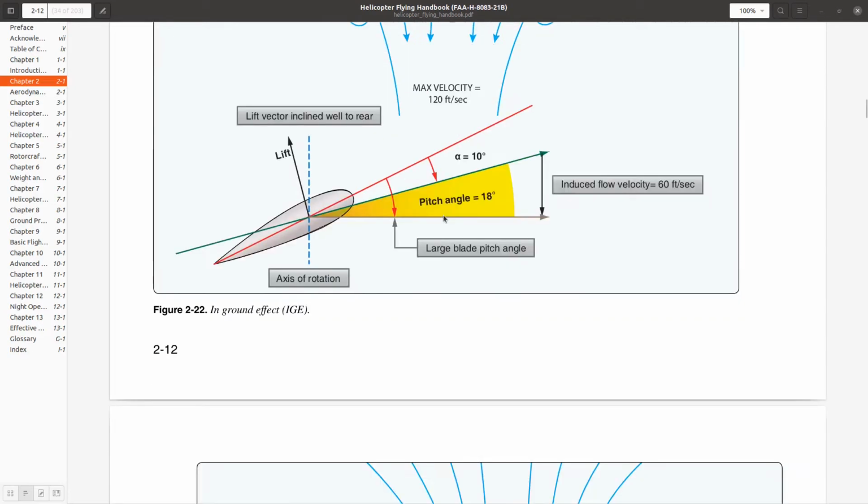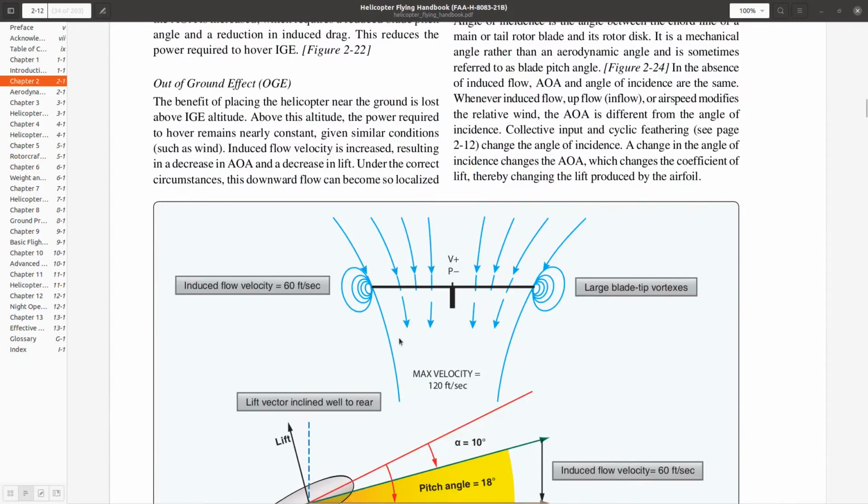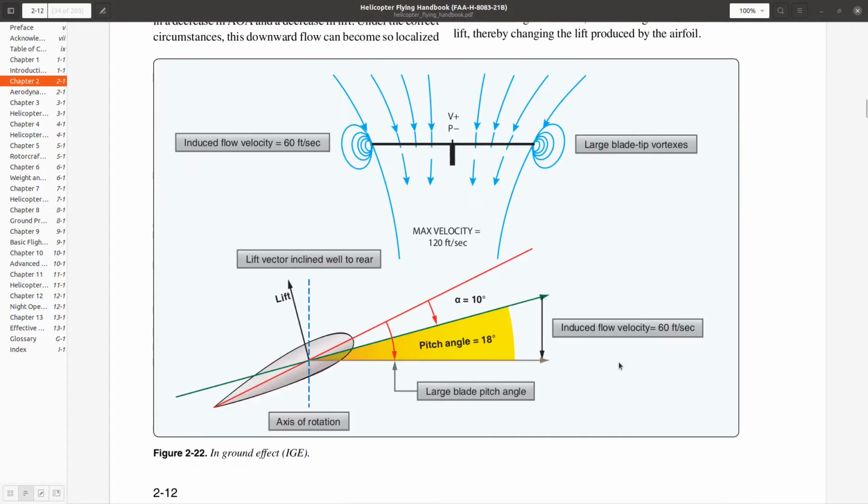As you get closer to the ground, it's going to channel this air. So it's going to be less downward and more outward. It's going to start going out kind of like this and not just straight down. And that has the effect of reducing the induced flow and therefore increasing the angle of attack.